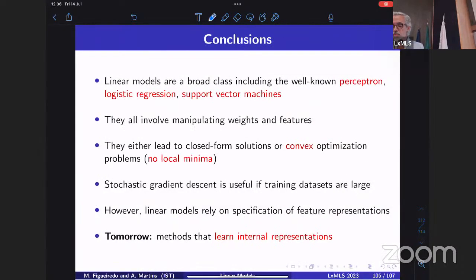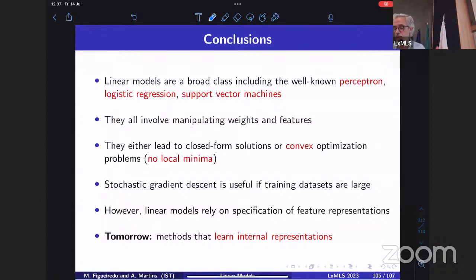Okay, reaching the end. Not too bad. So conclusions. I don't really like conclusions because there are no conclusions. It's just a summary. So linear models are this broad class that includes well-known perceptrons, logistic regression, support vector machines, and other stuff. The beauty of linear models, the third bullet, is that they either can be solved in closed form, say for regression, or they have sort of benign and easy to solve convex optimization problems.